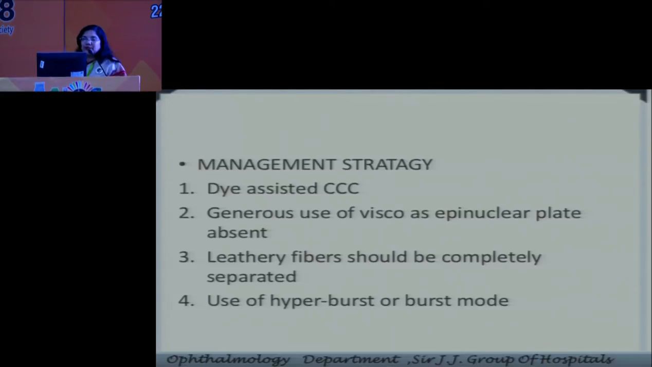Again, the management strategy includes dye-assisted capsulorhexis, and generous use of viscoelastic because you want to protect the corneal endothelium and the epinuclear plate also. Since the nucleus is very, very thick, it consists of a large volume of nuclear fibers, out of which the posterior plate is leathery and interdigitating, and they do not separate. Separation of this plate is very, very important. And the use of the burst mode is the efficient use of Phaco power energy to minimize endothelial damage.